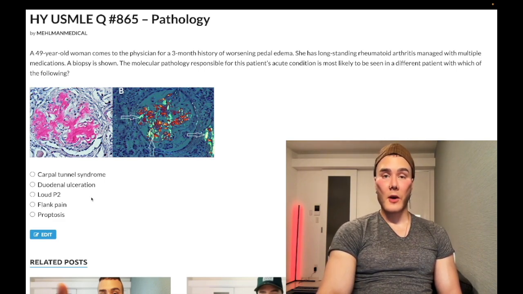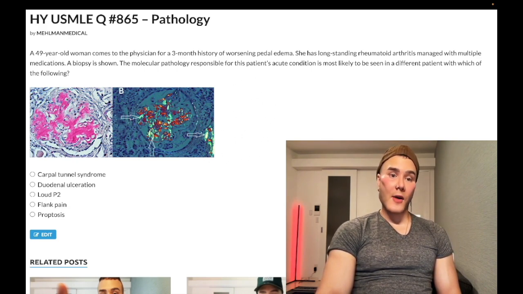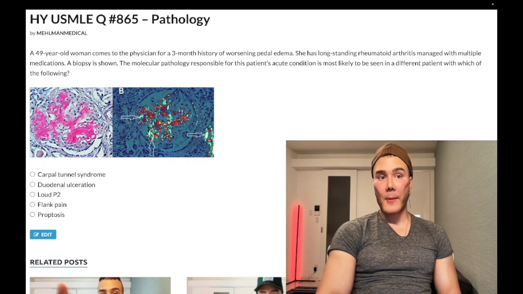Choice D, flank pain, correct answer. So this could refer to nephrolithiasis. Okay, so this is MEN 2. We have amyloidosis here, and obviously this is renal. In a different patient, you could have amyloidosis, let's say in medullary thyroid cancer, where you have apple green birefringence with Congo red stain. And who gets medullary thyroid cancer?